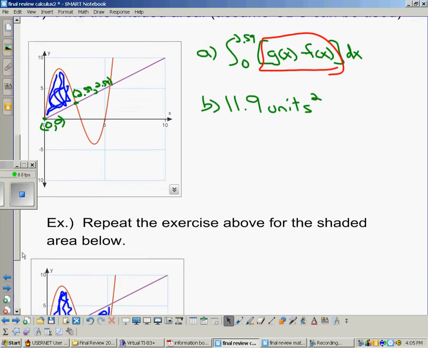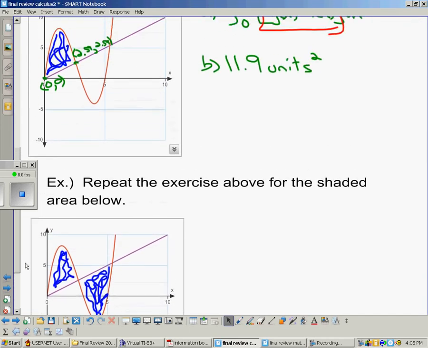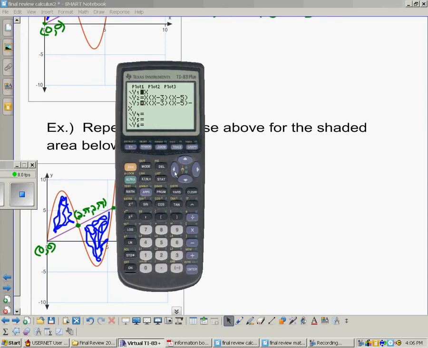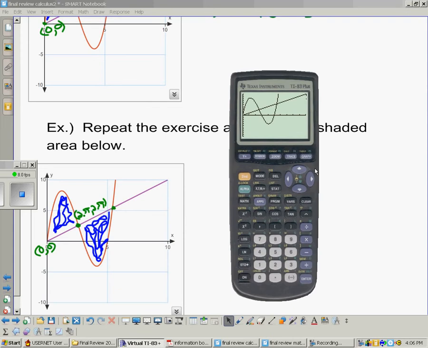Okay. Now we're going to repeat that for a slightly different setup. So I still have a point of intersection at (0, 0). I have one at (2.59, 2.59). And then I'm going to have another point of intersection. So luckily I didn't actually get rid of my graphs in the calculator. I can look at this again. Okay. So that's going to give me a third point of intersection at 5.41.